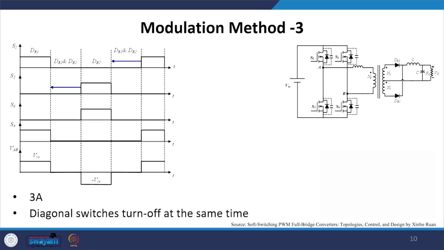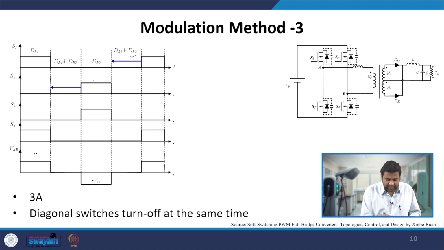Then the third possibility: you can adjust the turn on period of the S1 and S2 switches in the leading leg such that you adjust it up to the Ts by 2 period. So if this entire period is Ts by 2, you adjust it such that the switch will now turn on for the entire Ts by 2 period. In the entire period you are turning it on.